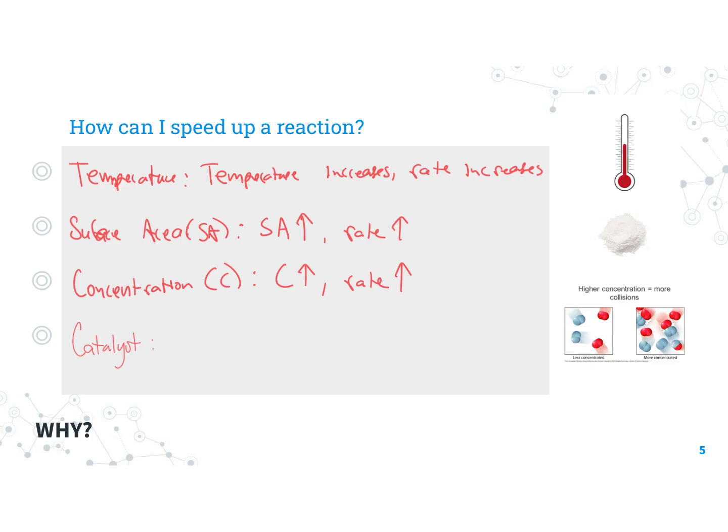We've discussed this before, but it's a substance that lowers activation energy. If you have a catalyst, this will speed up a reaction. In other words, just like the other ones, rate will also increase. So all of these will speed up a reaction.